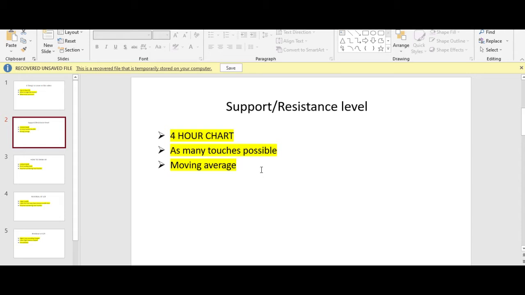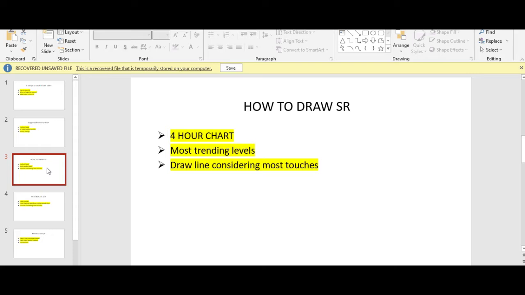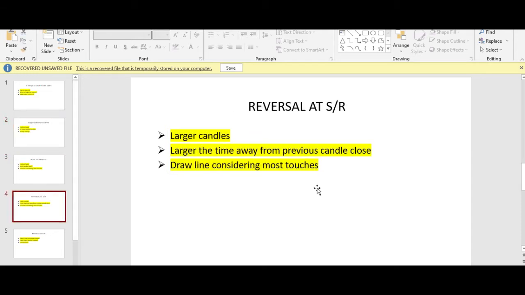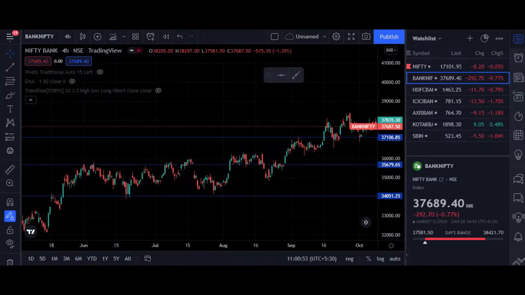Now we have drawn the support and resistance. So when I say reversal, where is the reversal happening? You can see a reversal here, right? To capture that, the reversal happens at larger candles. The larger the time away from the previous candle close, draw the line considering that. So first we have drawn these lines, so we can see when the reversal happens.